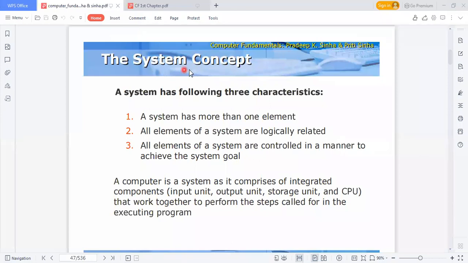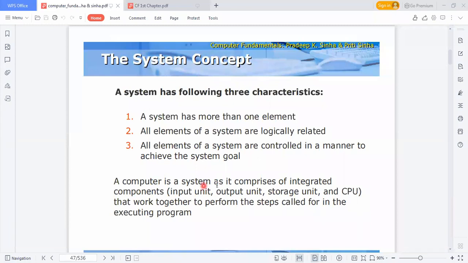Now the system concept. A system has the following 3 characteristics. We have to remember them. First, a system has more than one element. Number 2, all elements of a system are logically related. That means anything illogical, which is not logical, will not be part of the system. Number 3, all elements of a system are controlled in a manner to achieve the system goal. That means the purpose of the system will be achieved.